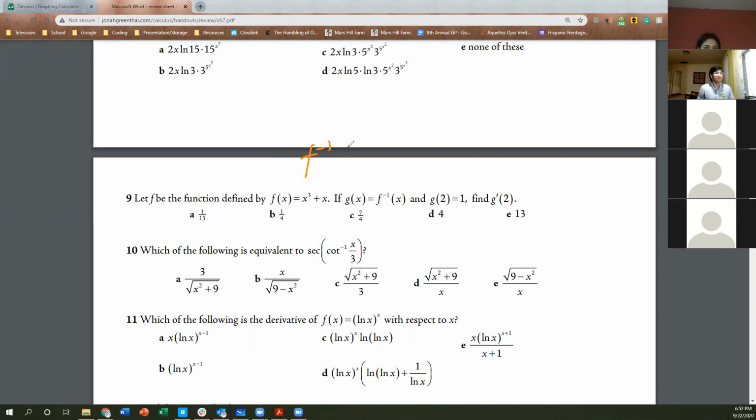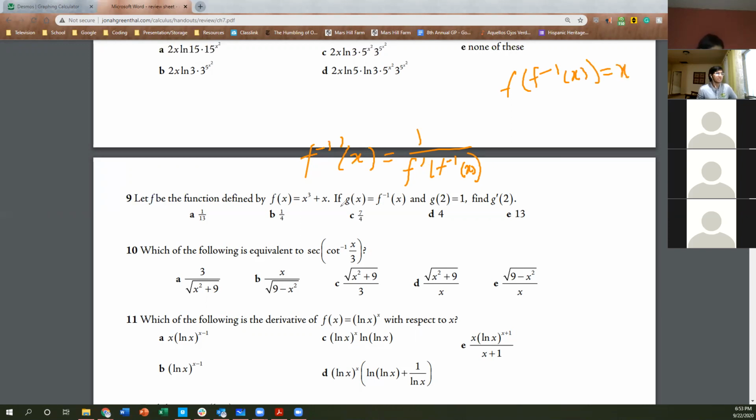But what is f inverse prime of x? That's 1 over f prime of f inverse of x, right? I think that's it. Let me think about this. Yeah, that should be right. This is the formula: f inverse prime of x is equal to 1 over f prime of f inverse of x. If you don't know this, all you got to do is remember that f of f inverse of x is equal to x, and then differentiate both sides, and you should get this.